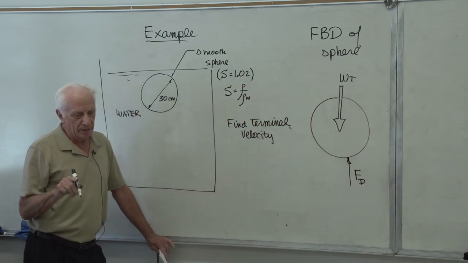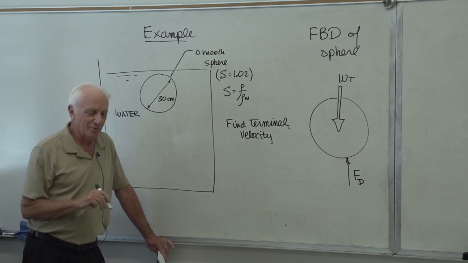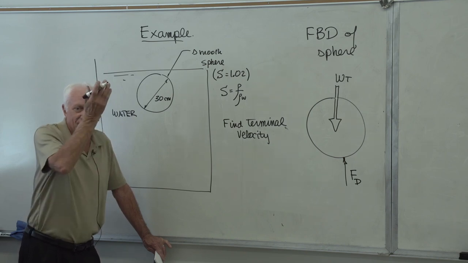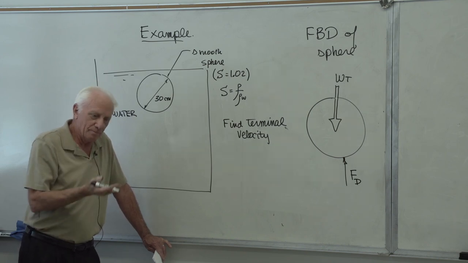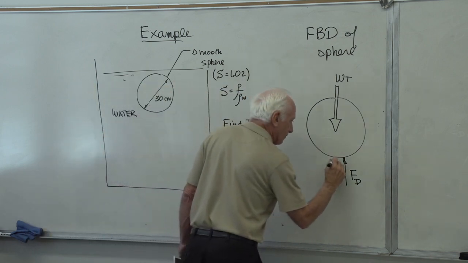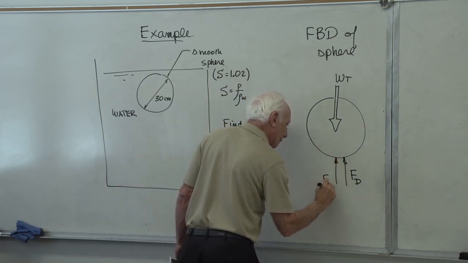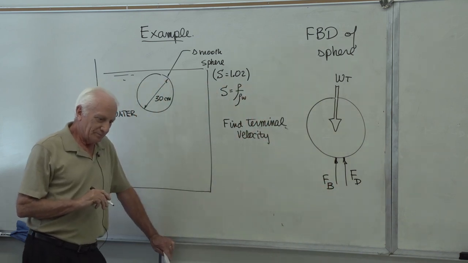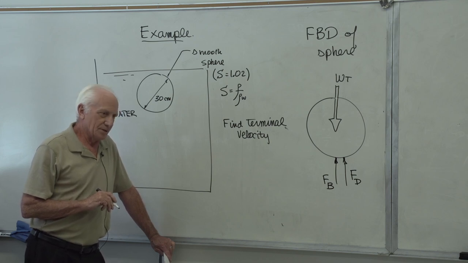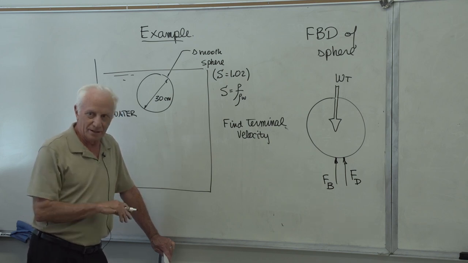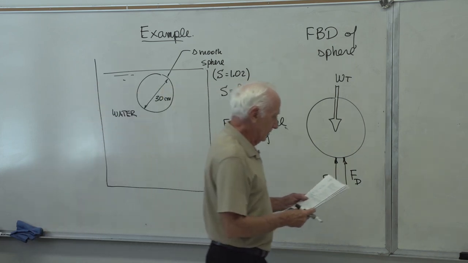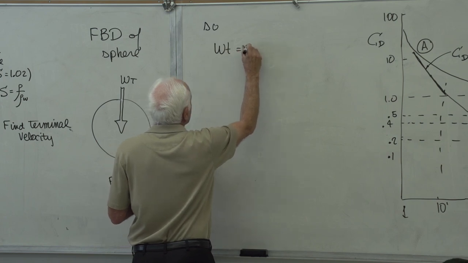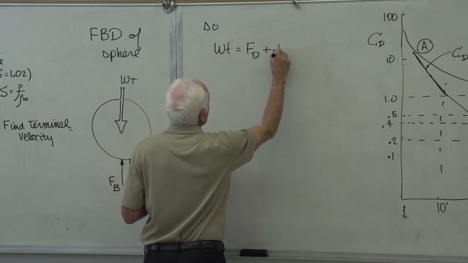We know there could be a buoyant force. There will be a buoyant force. What does a buoyant force try to do? Push it back to the surface. That's why it's called buoyant force. Which way does a buoyant force act? Vertically up. If it reaches terminal velocity, what's the equation? The sum of those three forces must balance out. Okay, so we have the weight acting down is equal to the drag force plus the buoyant force.